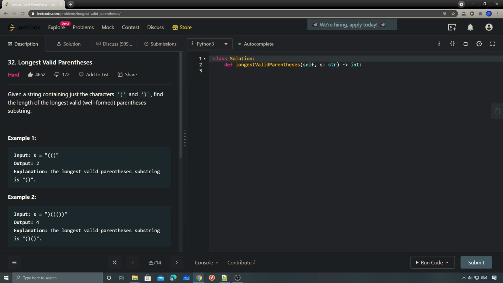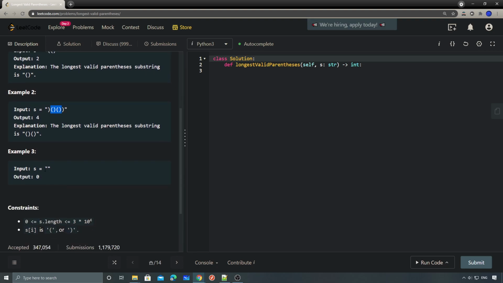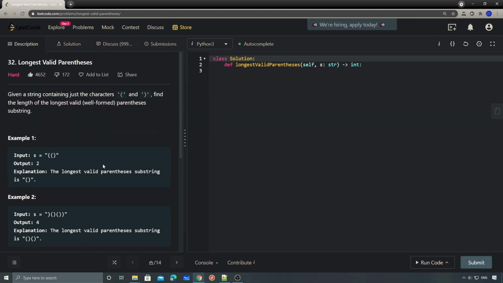So for example, in example 1 here, we have 2, and then in example 2 here, we have 4 because the middle 4 parentheses are the valid substring. And if it's empty, it's of course 0. So there are several ways you can solve this problem. You can either use a stack, and you can also solve it by using dynamic programming. So let's take a look at dynamic programming.